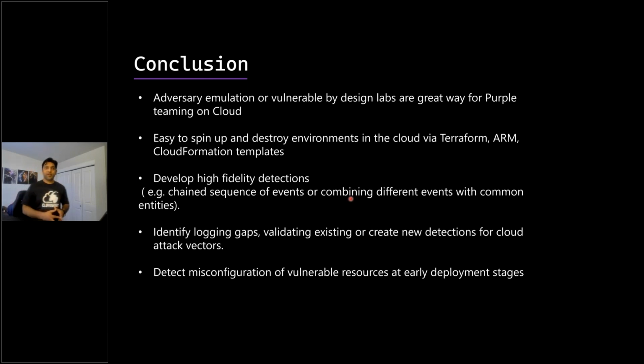As part of the purple teaming exercise, at the end of the exercise you will also identify some logging gaps, which gives you the requirement to onboard any new data sources. The exercise will also validate either your existing detections or help you create new detections for cloud attack vectors. Lastly, we can monitor the CloudGoat actions themselves to detect the misconfiguration of vulnerable resources at very early deployment stages.